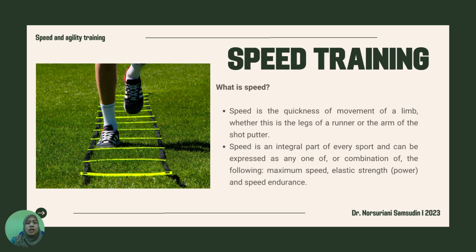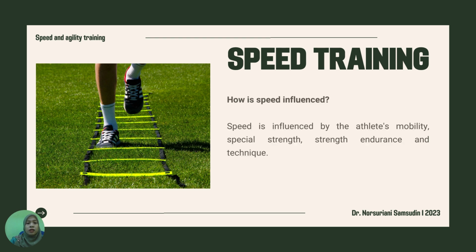What is speed? Speed is the quickness of the movement of a limb, whether this is the legs of a runner or the arm of the shot putter. Speed is an integral part of every sport and can be expressed as any one of or a combination of the following: maximum speed, elastic power that indicates the power, and speed endurance.